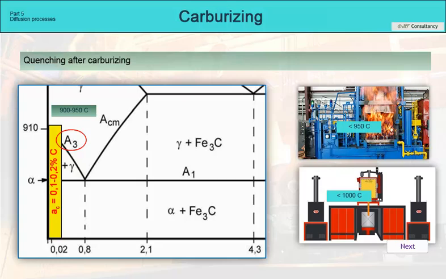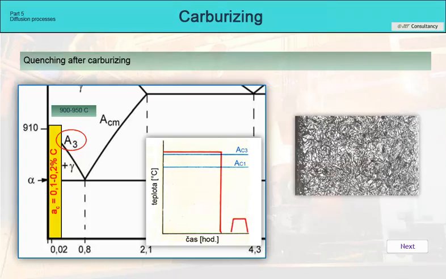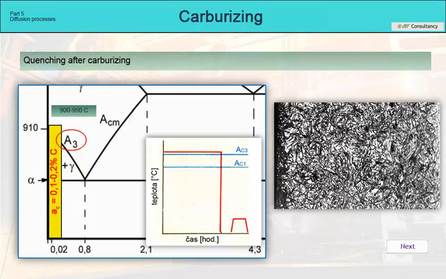There are a few ways to deal with this. The first method is hardening directly from the carburizing temperature. However, the result will be a rough martensitic structure.